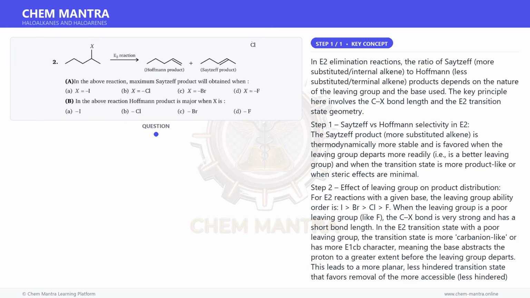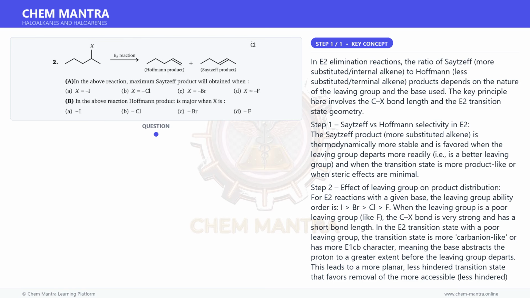Step 1. Saytzeff versus Hofmann selectivity in E2. The Saytzeff product, more substituted alkene, is thermodynamically more stable and is favored when the leaving group departs more readily, i.e., is a better leaving group, and when the transition state is more product-like or when steric effects are minimal.